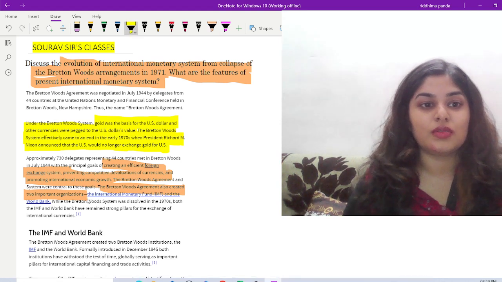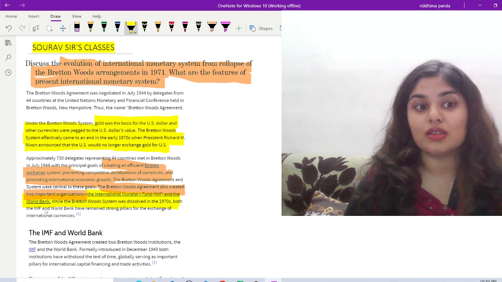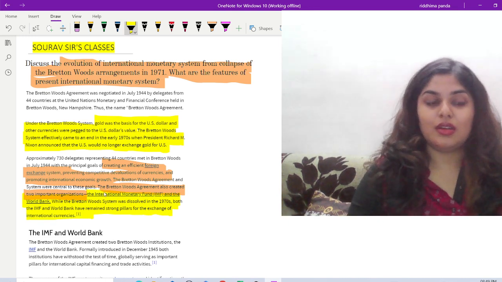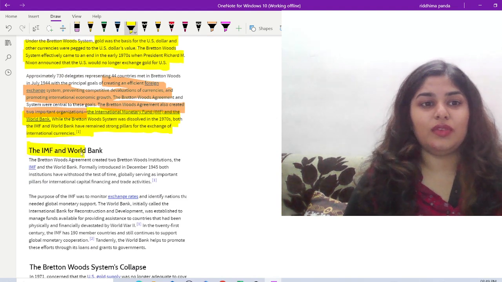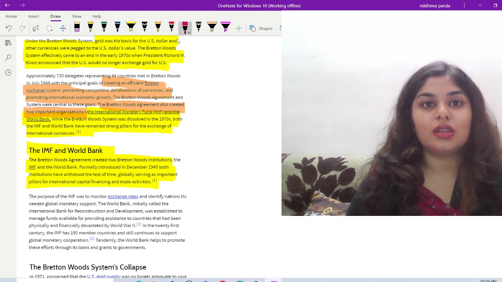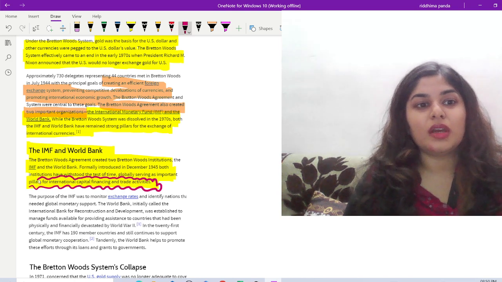Under this Bretton Woods Agreement, the International Monetary Fund and the World Bank were established. While the Bretton Woods system was dissolved in the 1970s, both the IMF and World Bank have remained strong pillars for the exchange of international currencies. The Bretton Woods Agreement created these two institutions, formally introduced in December 1945. Both institutions have withstood the test of time globally, serving as important pillars for international capital financing and trade activities. These were the reasons behind the formation of these two institutions.